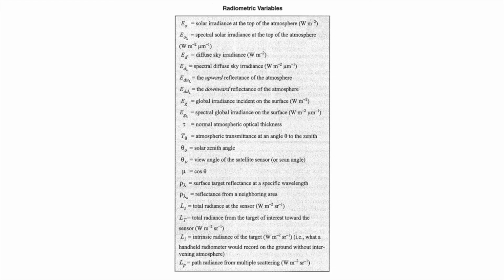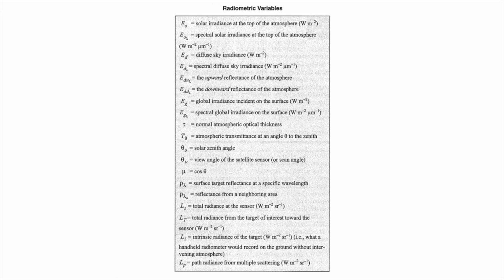Tau is our normal atmospheric optical thickness. Capital T sub theta is our atmospheric transmittance at angle theta relative to the zenith. Another important variable is the solar zenith angle, and that is theta sub naught. Theta sub v is the viewing angle of the satellite sensor. Mu is cosine theta. And there's various reflectances such as rho sub lambda. Of course, that's just the surface reflectance of our target, which is wavelength dependent.